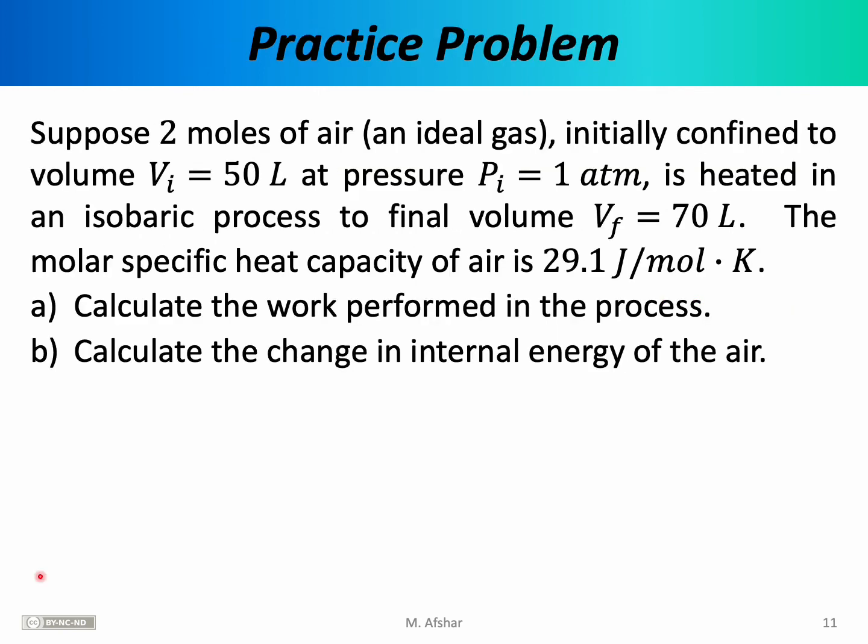Let's end this lecture with a practice problem. Suppose 2 moles of air, which can be modeled as an ideal gas, initially confined to a volume of 50 liters at a pressure of 1 atmosphere, is heated in an isobaric process to a final volume of 70 liters. The molar specific heat capacity of air is 29.1 joules per mole per Kelvin.